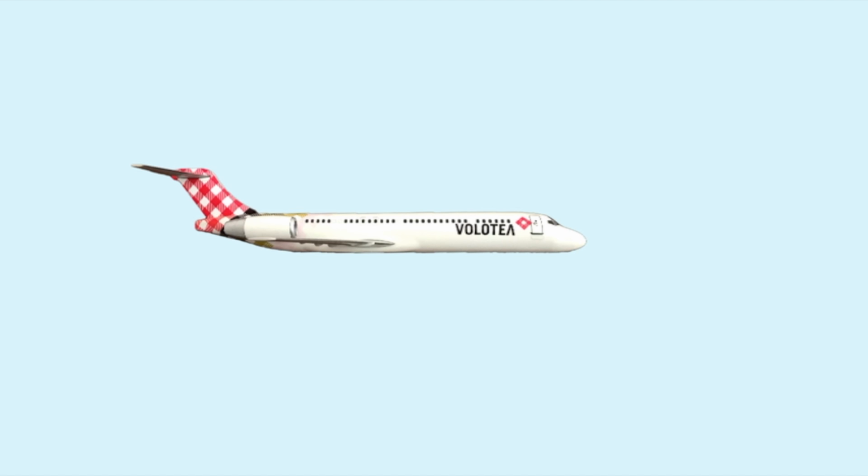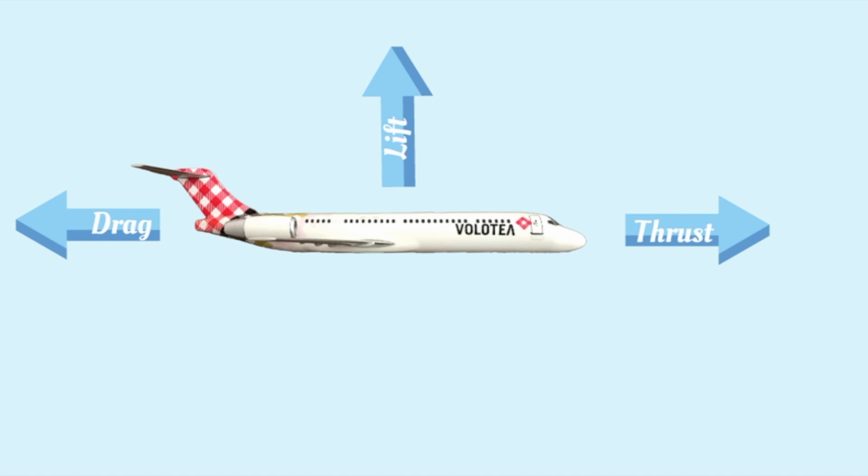The four forces acting on the aircraft are thrust, lift, drag and weight. Thrust is the horizontal component pushing the airplane forward, created by the engines. Lift is the vertical component generated by the airflow passing the wings. Drag is the horizontal component working backwards, which is the resistance force of the aircraft moving through the air. And weight is the vertical component working downwards, caused by gravity.